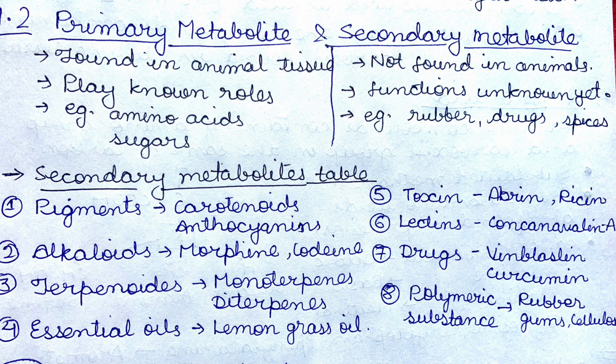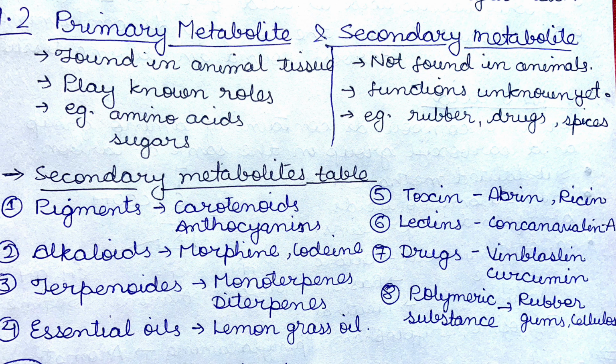Here is a table of secondary metabolites which includes pigments like carotenoids and anthocyanins, alkaloids like morphine and codeine, terpenoids like monoterpene and diterpene, essential oils like lemongrass oil, toxins like abrin and ricin, lectins like concanavalin A, drugs like vinblastine and curcumin, and polymeric substances like rubber, gums, and cellulose.